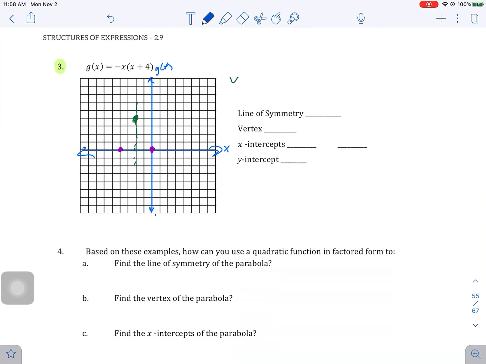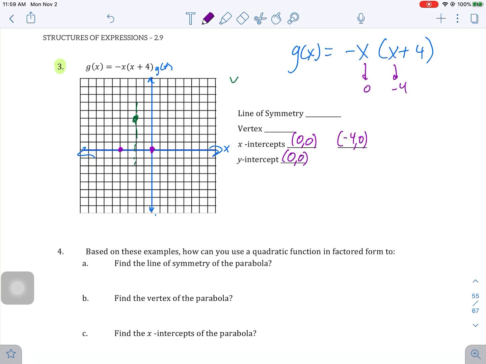One more here, same approach. It's actually g(x), might as well use that. g(x) equals the opposite of x times (x + 4). So for x-intercepts, we're trying to figure out what would make each of these 0. Well, what about 0 for that? Or negative 4. Negative 4 plus 4 is 0. So we've got (0, 0) as our x-intercept, and we've got (-4, 0) as the other x-intercept. Well, that's also going to be the y-intercept at the origin.